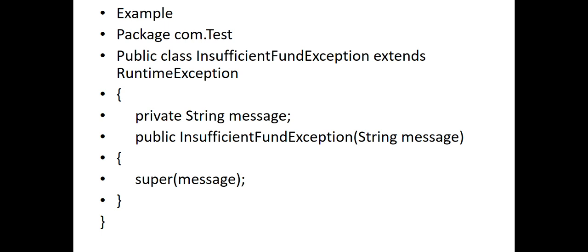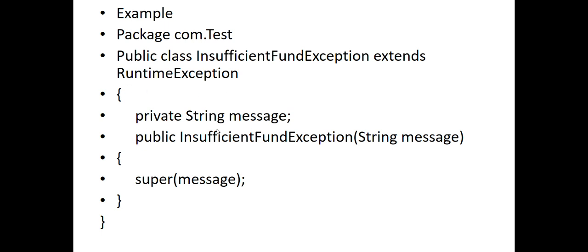So for that example I am creating here a custom exception, or user defined exception. The first step is that we need to create a new class, that is public class InsufficientFundException. Then second, we need to derive our class either from the Exception class or the RuntimeException class. So I'm creating my derived class using the super class as RuntimeException. InsufficientFundException is the name of my derived class. It will extend from the base class RuntimeException.